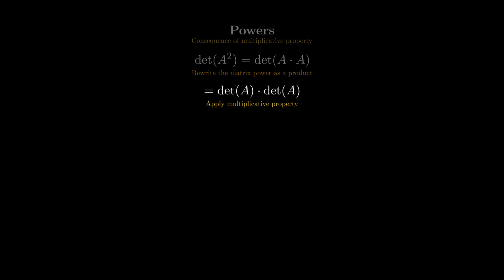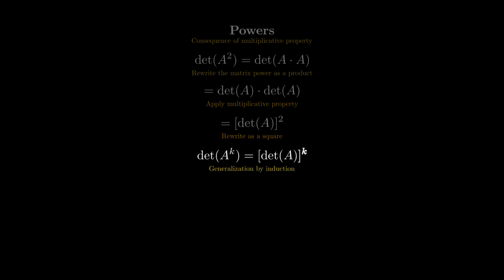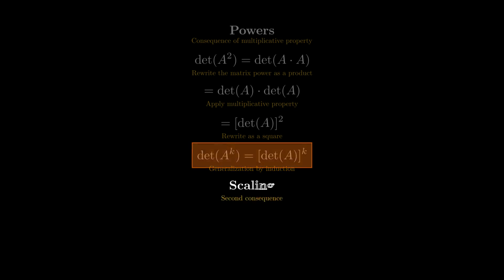Second consequence, powers. The determinant of A squared equals the determinant of A times A. By the multiplicative property, that's the determinant of A times the determinant of A, which equals the determinant of A quantity squared. More generally, the determinant of A to the k equals the determinant of A raised to the k.